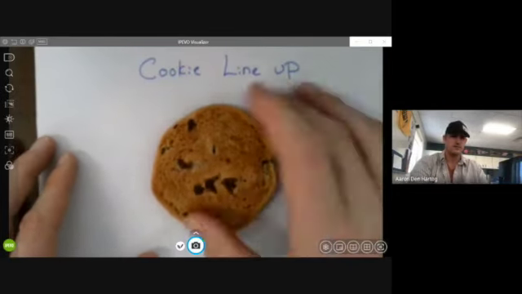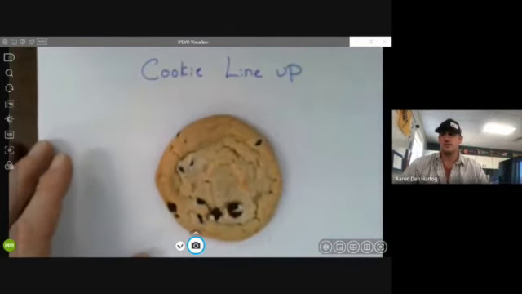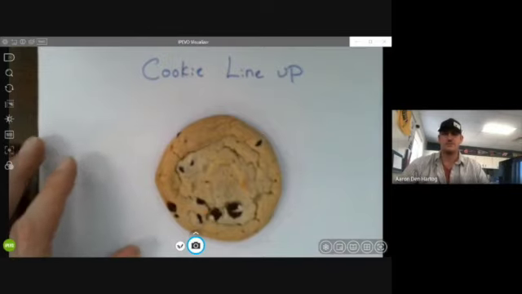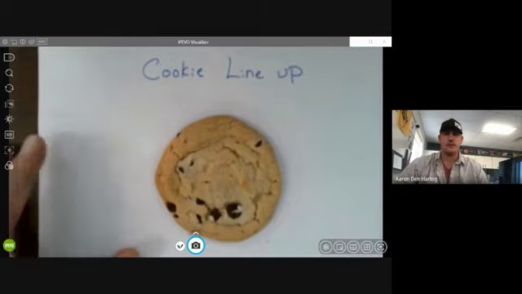All right. Now, we're going to take these same cookies over and we're going to weigh them and see what they weigh. Not weigh them, but find the mass of them. Find the mass of our cookies. Just wait. We're going to do that right now.